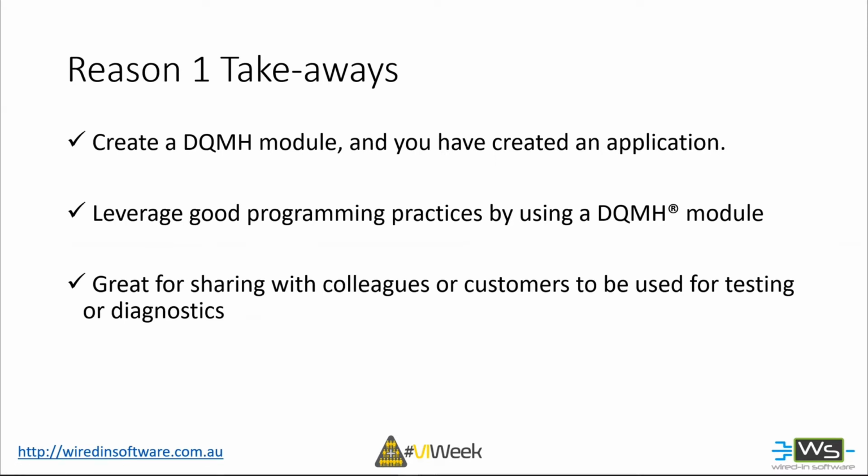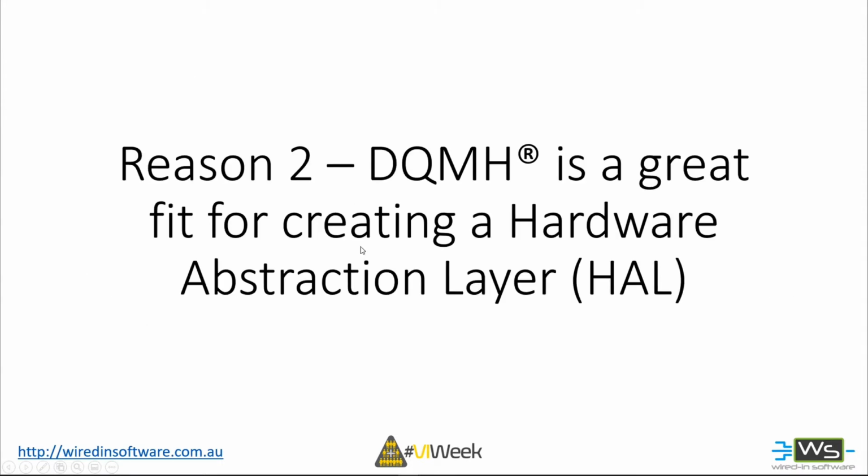All right, that's just some notes about what I've just been talking about. Let's get on to reason 2. Reason 2: DQMH is a great fit for creating a hardware abstraction layer. A hardware abstraction layer allows us to remove the device details from our application, resulting in our application code being a lot cleaner. For example, if you have a DMM, all the application really wants to know is what's the voltage or what's the current. It doesn't care whether it's talking to an NI DMM or a Fluke or an Agilent. It just wants the voltage. So a HAL gives us that abstraction.